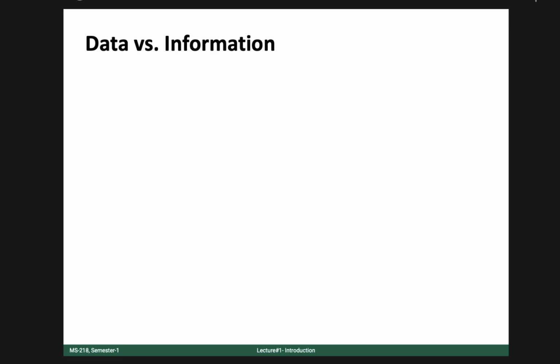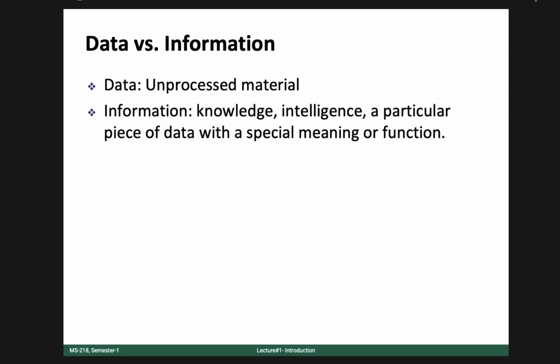So, data versus information. Data is usually unprocessed material. Information is knowledge, intelligence, a particular piece of data with a special meaning or function. In many books they say there is no difference between data and information, but people do differentiate between them. My definition is that the data that is useful for you is information for you. Otherwise it's just data.